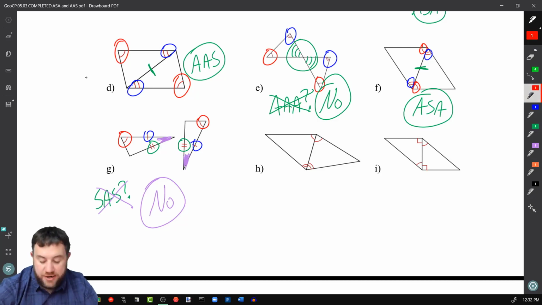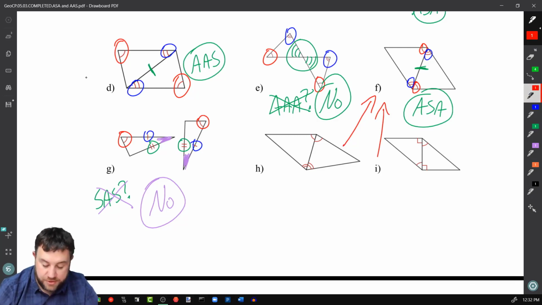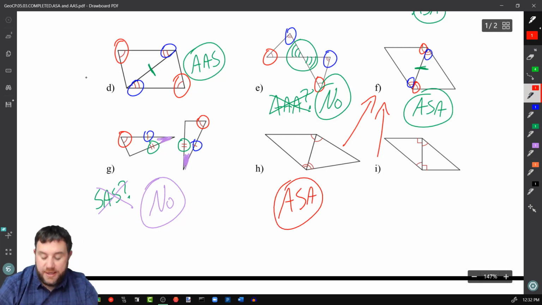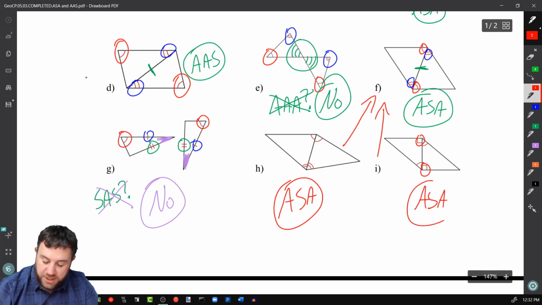Now H and I are really just like F. H is almost identical to it. The triangles are just stretched out a little bit. So that will be ASA. I is very similar. The only difference is it uses right angles instead of marking them as congruent. But as you know, right angles are congruent. So again, that one will be ASA.